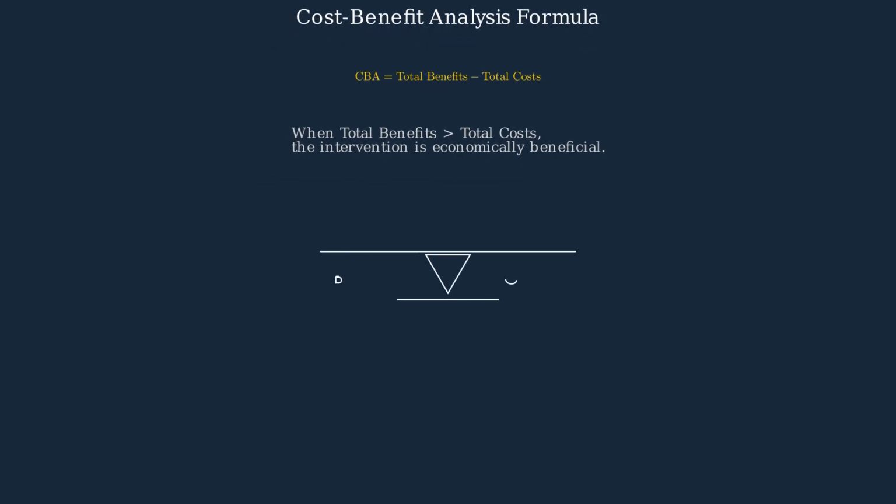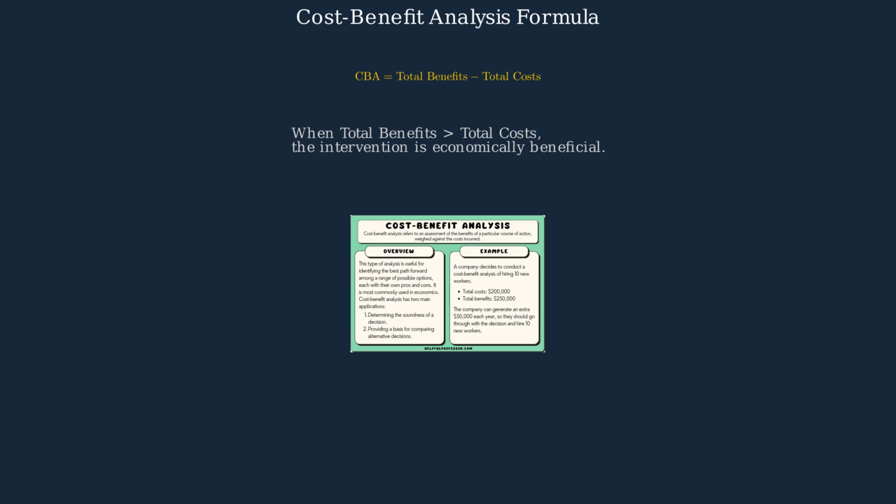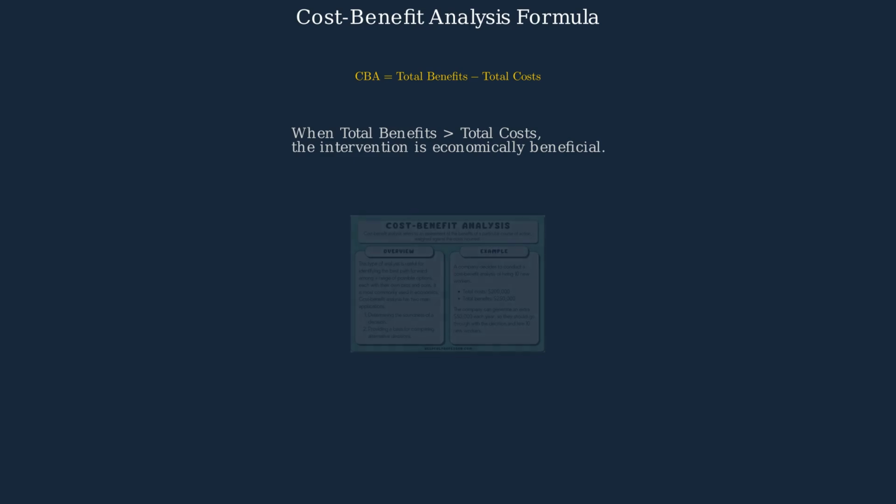We can visualize this as a balance scale. When benefits outweigh costs, the intervention creates net value. Cost-benefit analysis helps determine if a decision is economically sound by comparing all its costs and benefits. Let's see how this formula is implemented in practice.